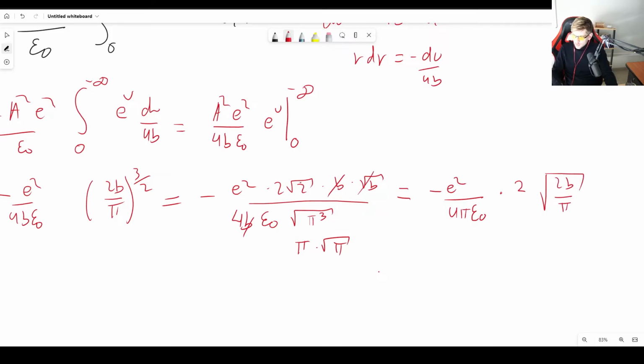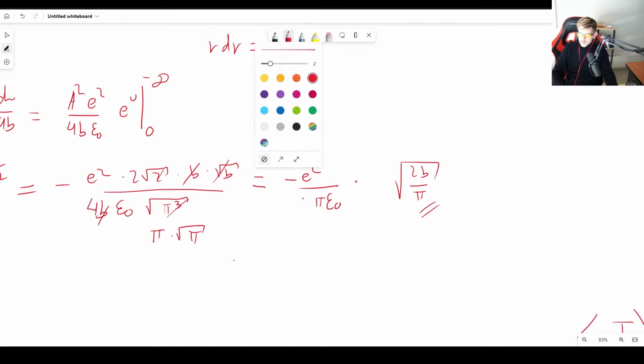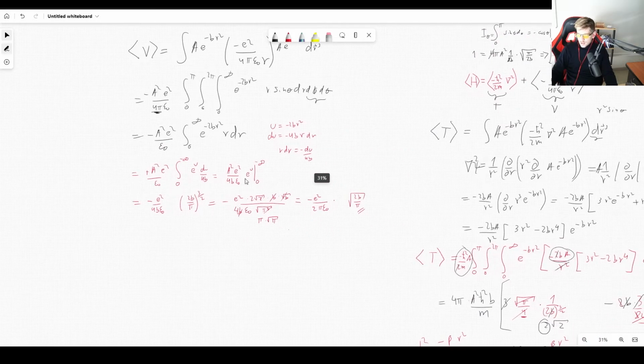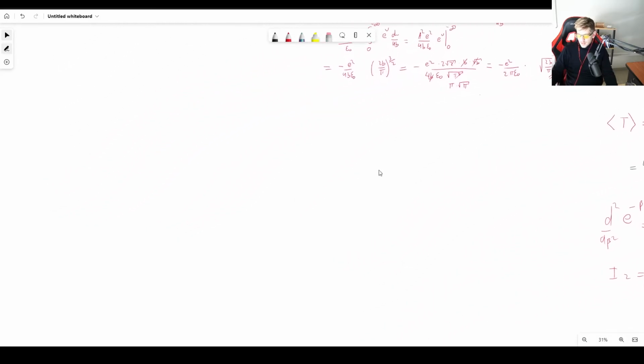So we considered this. Yeah, I used the notation which is the same that appears in Griffiths. And just so that you see, of course, you can simplify this 2 with this, and you get 2 pi epsilon 0, right? But this way, it's a little bit tidier. 2 pi epsilon 0. So there we go. This is the expectation value of the potential, which, as I mentioned, was much, much faster than the previous one.